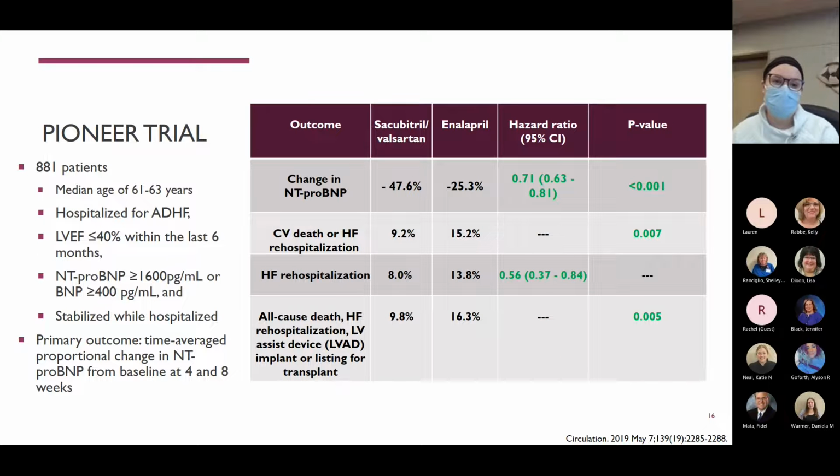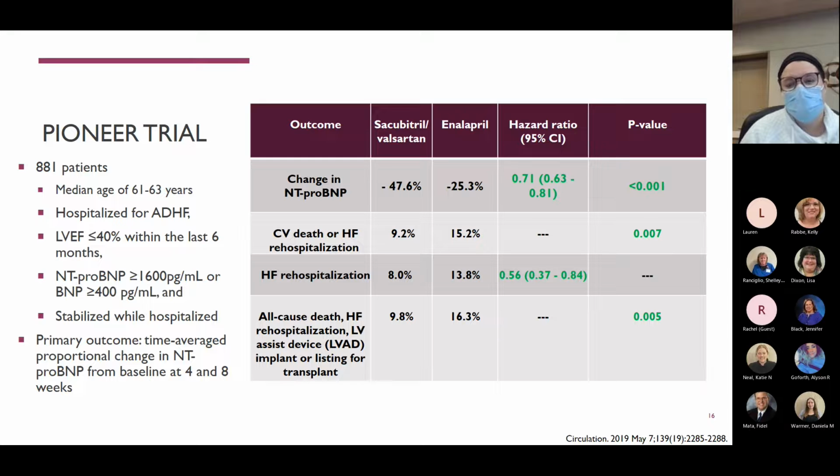The next study that supports the use of Entresto in these patients is the PIONEER trial. This was a smaller study that had roughly 900 patients with a median age of 61 to 63 years. These are patients that were already hospitalized for acute decompensated heart failure. They had ejection fractions less than 40% within the last 6 months and then had elevated NT-proBNP and BNPs and were considered to be stabilized at the time of randomization. The primary outcome was the time averaged proportional change in NT-proBNP from baseline, and then they reevaluated it at 4 and 8 weeks.